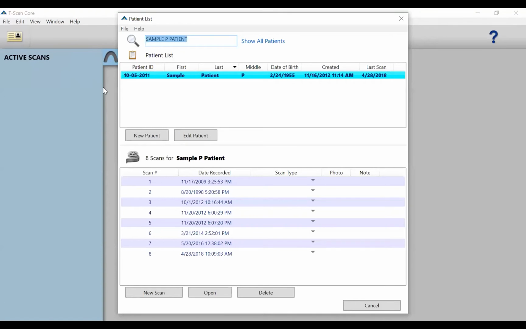So let me just go through. Alyssa had mentioned the handle. So this is the T-Scan Novus handle. It's plugged into a USB port. The handle is the same for Novus Core and for Novus. The sensors and supports are the same as well. That's why it's a seamless upgrade. It's just a software update from Novus Core to Novus.